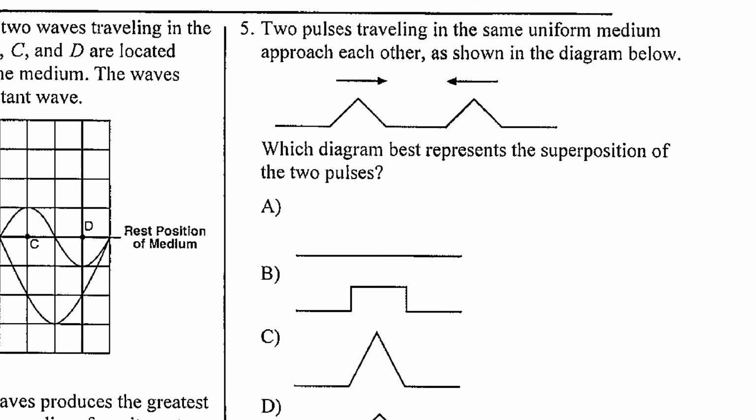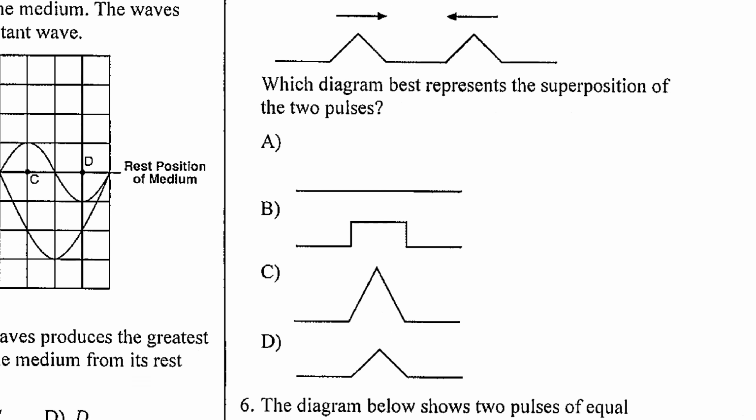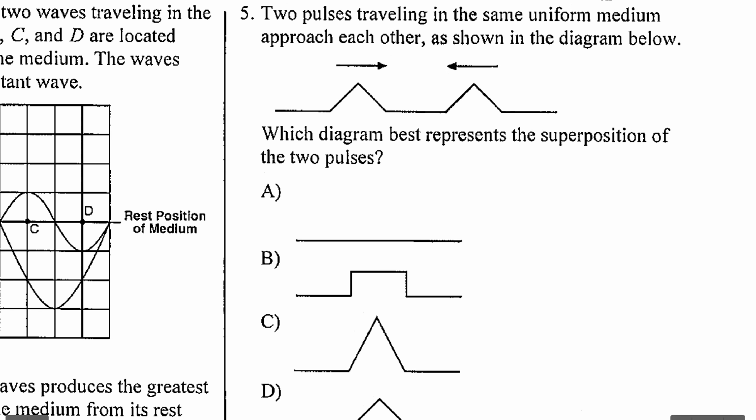Number 5 says, two pulses traveling in the same uniform medium approach each other as shown in the diagram below. Which diagram best represents the superposition of the two pulses? So these are like waves, but they're not periodic waves. They don't fall into simple harmonic motion because it's not a nice sine pattern. It's this triangle stuff. So what would these two triangles look like if they were interfering with each other? You have to do the same thought process: I have this one here, and then I have another triangle right on top of it.